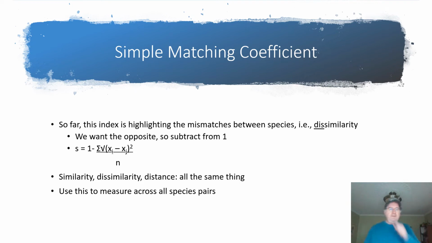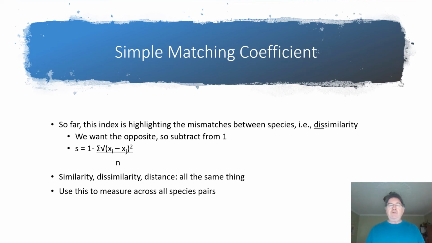So far the index we've produced, which is to look at the difference between the character states in two species across all characters, add them all up, and divide by the total number of characters, is really a measure of the mismatches. That is, it's a measure of the dissimilarity. And we could go with that, but it's really easier for me to talk about their similarity.